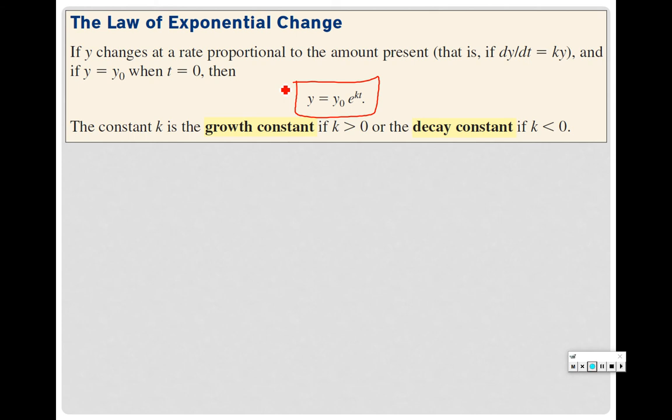So if this k value in the brackets here is positive, whatever we're talking about will be growing. And if that k happens to be negative, then whatever we have will be decaying.